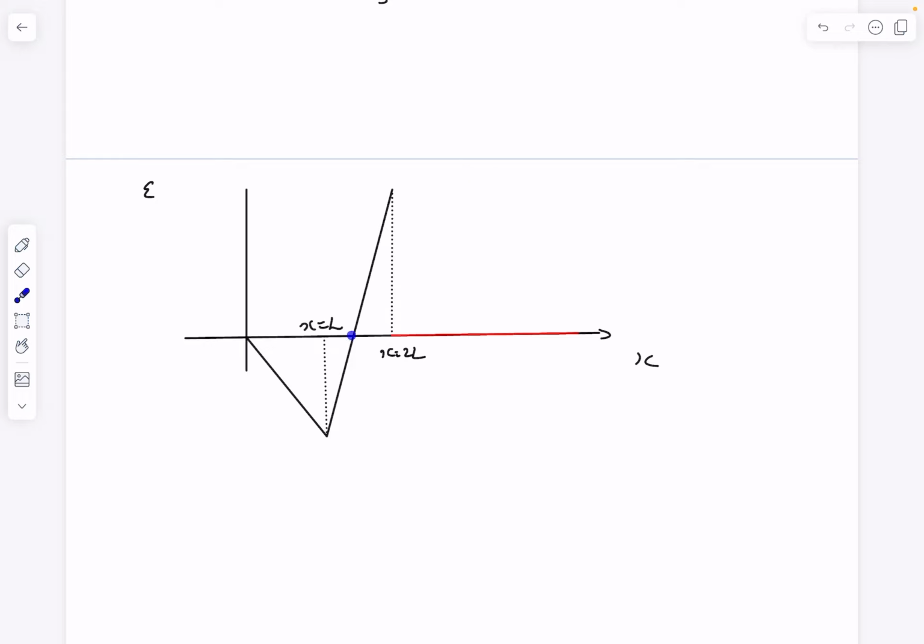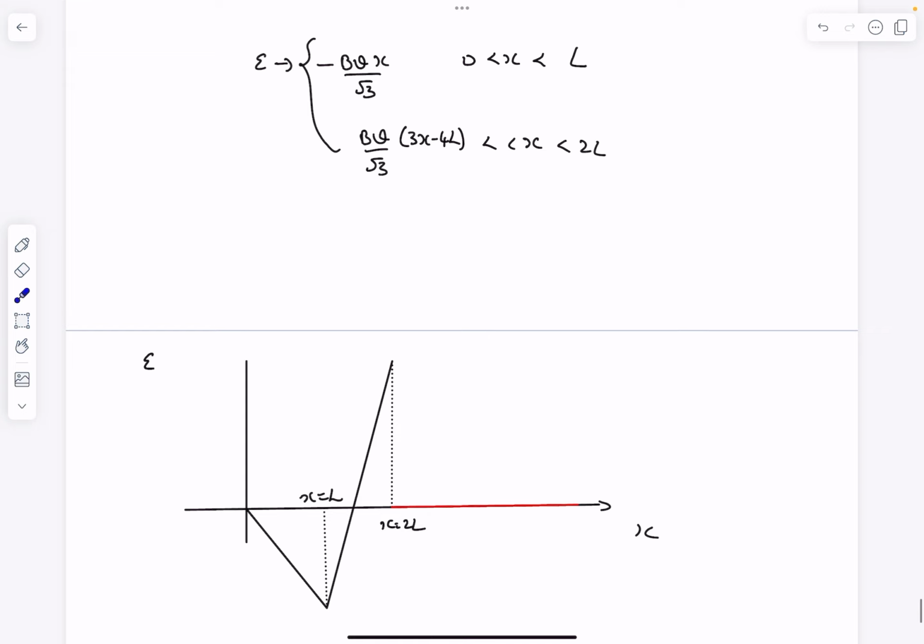You can also figure out where it becomes 0. All you have to do is equate this term to 0, and this point will turn out to be x equals 4L by 3. So that was it for this question, guys. Now let's move on to the next question.